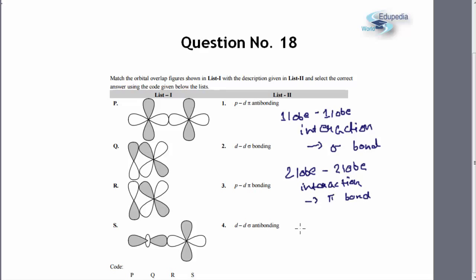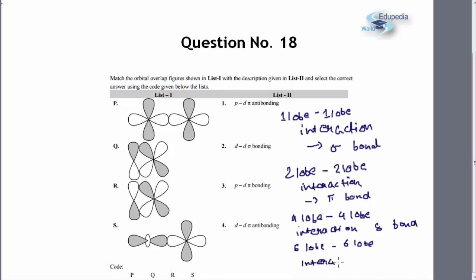Although not required in this question, just for your information, I am stating some more facts over here. A four lobe interaction, that is between two d orbitals, would result in the formation of a delta bond, and finally if it is a six lobe interaction, it results in the formation of a phi bond. Although not asked in this question, this might be asked some years down the line.